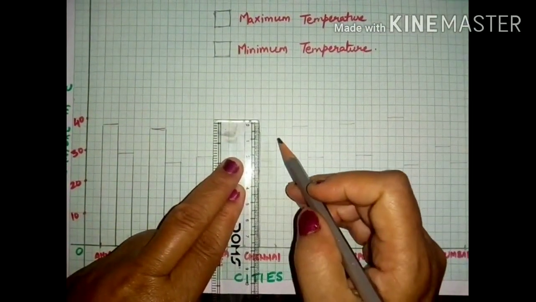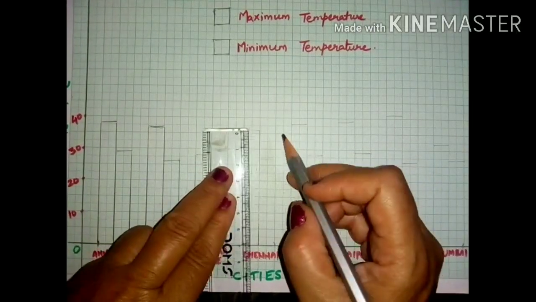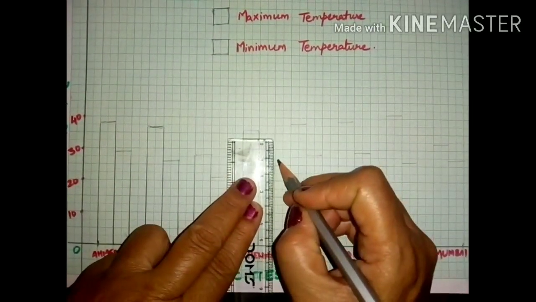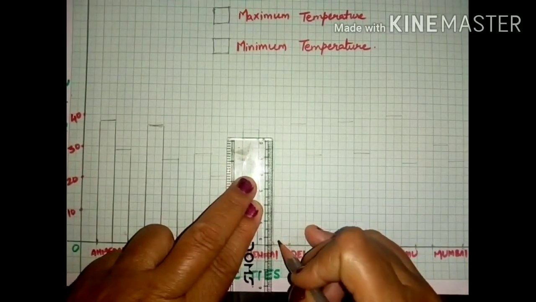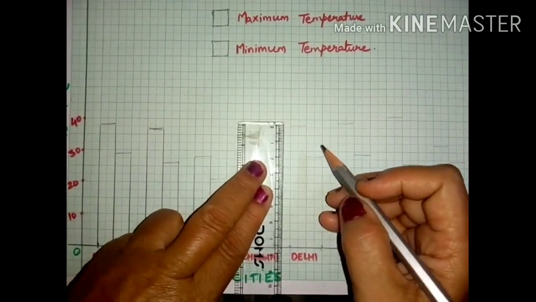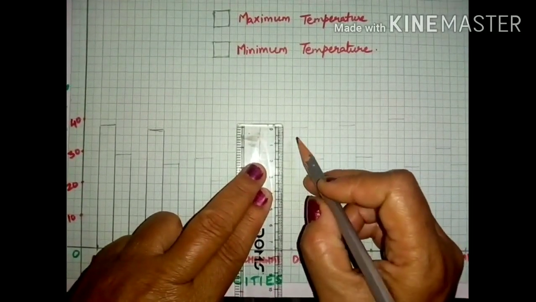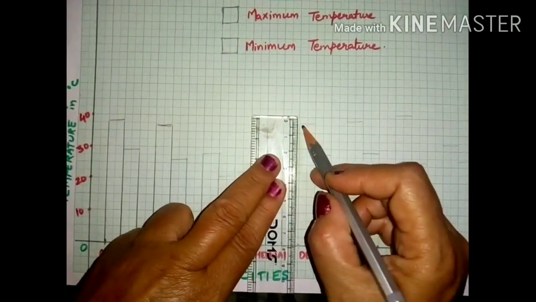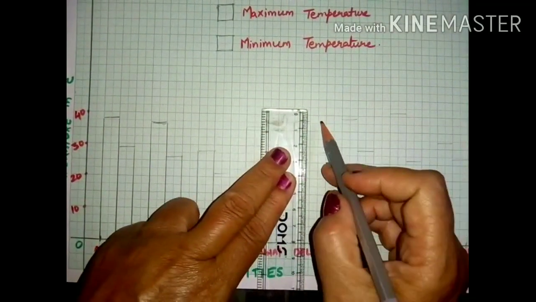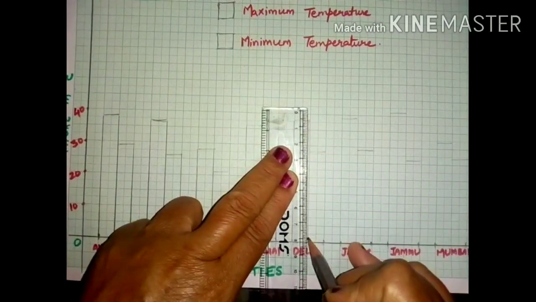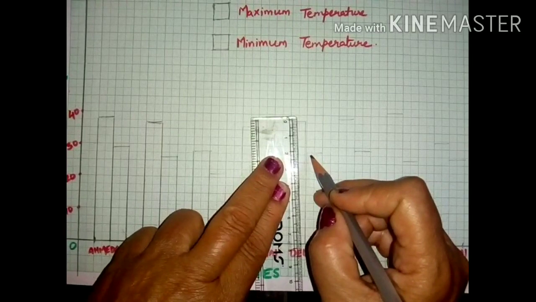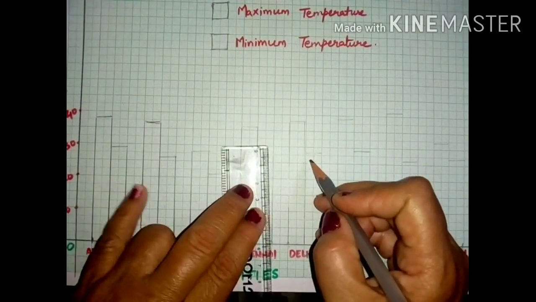36 and 27. So 27 means 20 plus 7. So 7 to the 14. So 14 divisions we will take further. Now for Delhi, 38 and 28. So 38 means 30 plus 8, means 8 to the 16. So 16 divisions after 30. And 28 means 20 plus 8. 8 means 8 to the 16. So after 20 we will take 16 divisions.